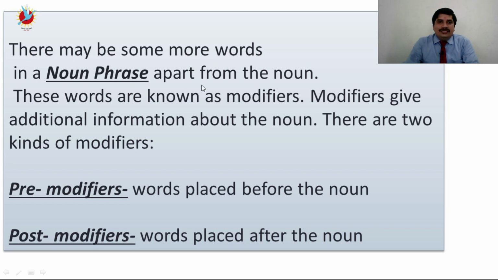In a noun phrase, apart from the noun, these words are known as modifiers. Modifiers give additional information about the noun. There are two kinds of modifier. Modifier modifies a noun in the noun phrase. It provides us some more information about a noun in a noun phrase in the sentence. They are two in number.